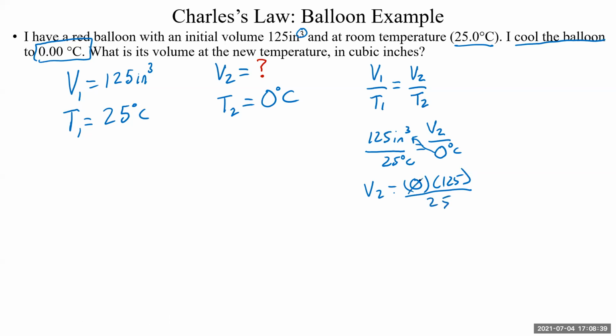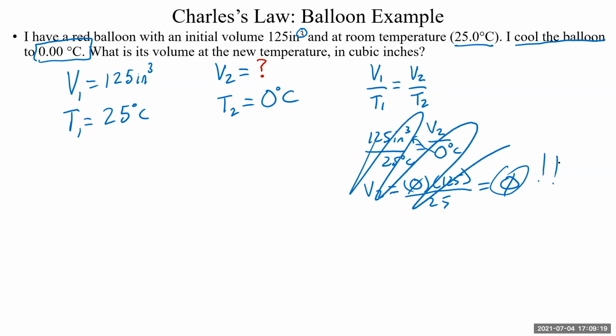But wait a minute. I'm going to put 0 volume? Well, that could be a problem because I'm pretty sure my balloon doesn't disappear altogether. What did I do wrong? Let's figure it out. It appears I have inadvertently used the Celsius scale instead of the Kelvin scale. These are the kinds of ridiculous results that you get: negative volumes, 0 volumes, when you should have actual volumes. So clearly this was all wrong.